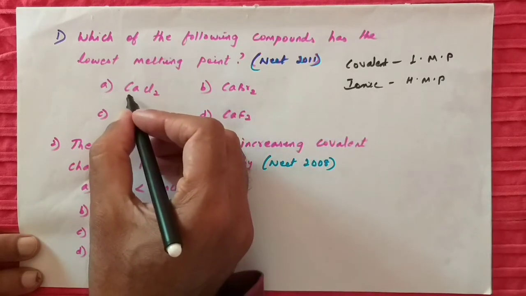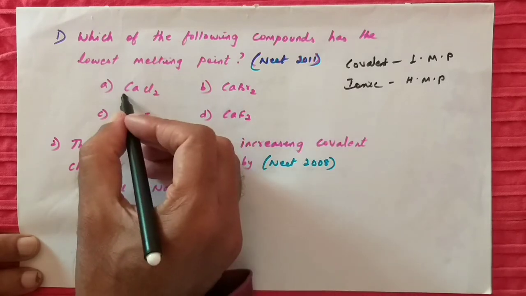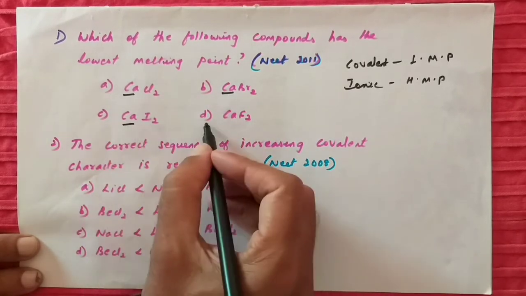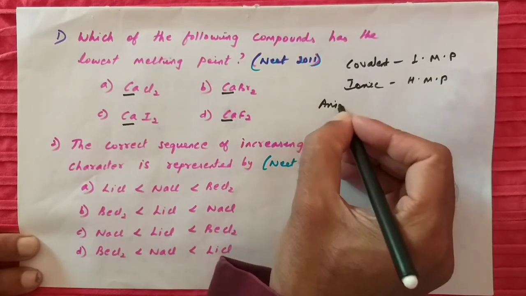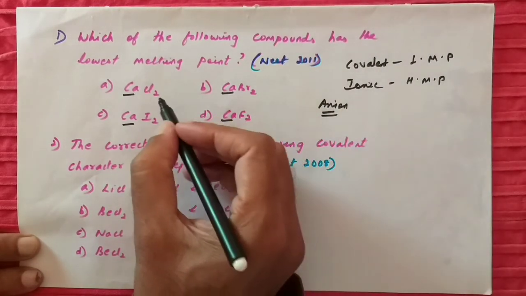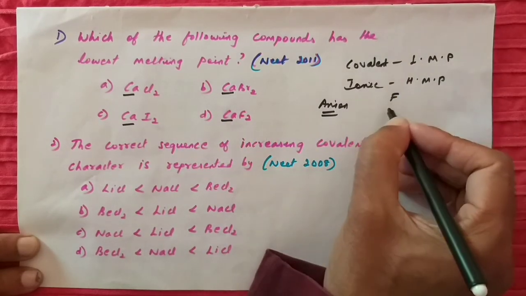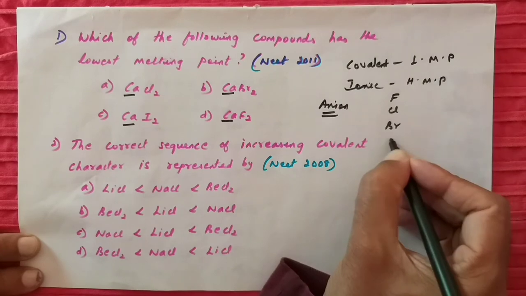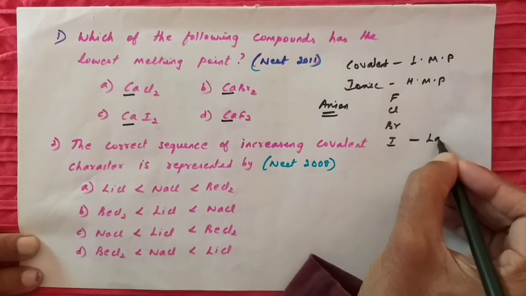Here we have calcium, and they are all ionic bonds. Calcium is the cation in all four cases, so no need to worry about the cation. Then let's go to the anion part. The anions are chlorine, bromine, iodine and fluorine. So fluorine size is small, iodine size is large.